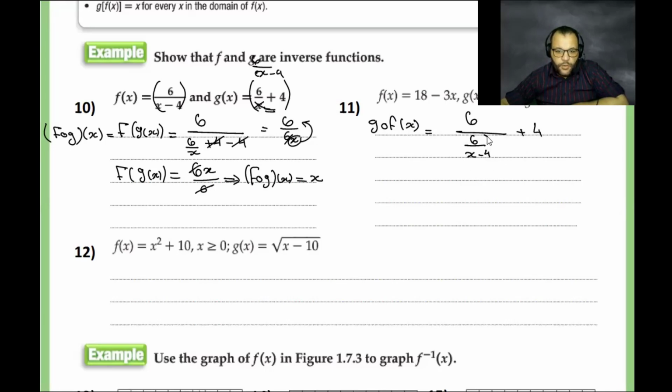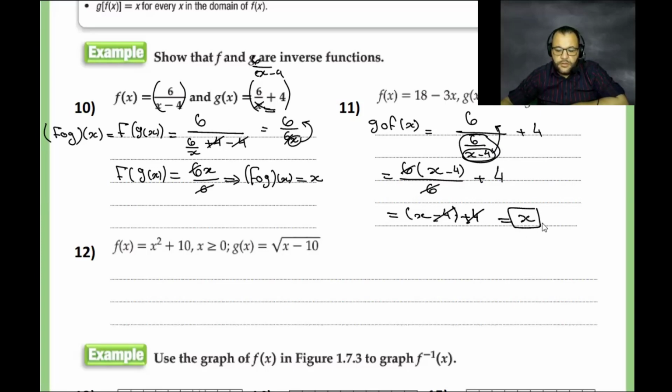No. Now we have a denominator, and the denominator is a fraction. We just take x minus 4 and put it up here. So it will be 6 times x minus 4 over 6, and plus 4 outside. Cancel 6 and 6. So now we have x minus 4 plus 4. Cancel negative 4 and positive 4. You will find that the answer will be x. You will find the same answer.